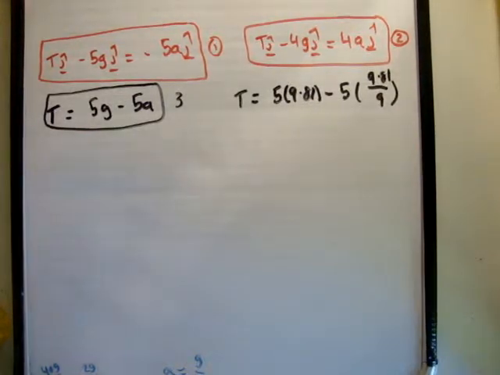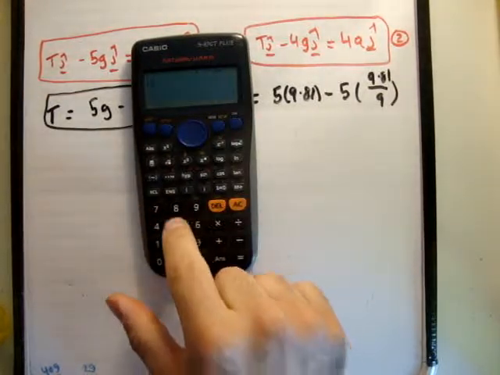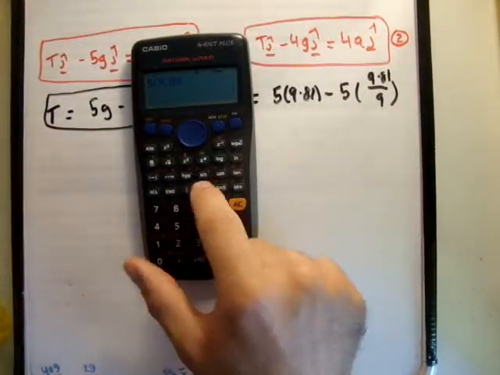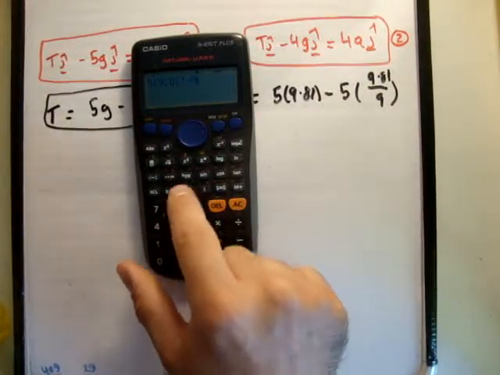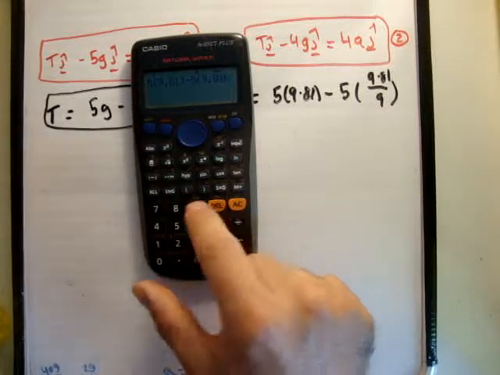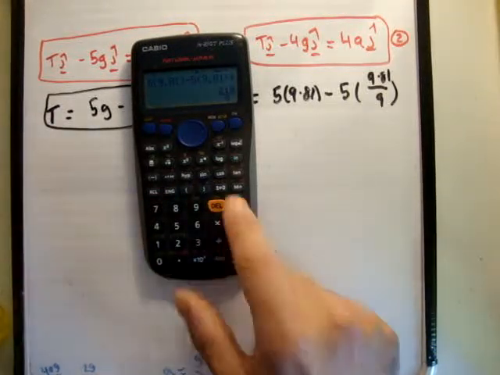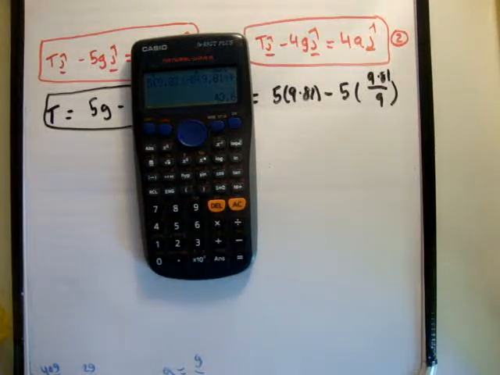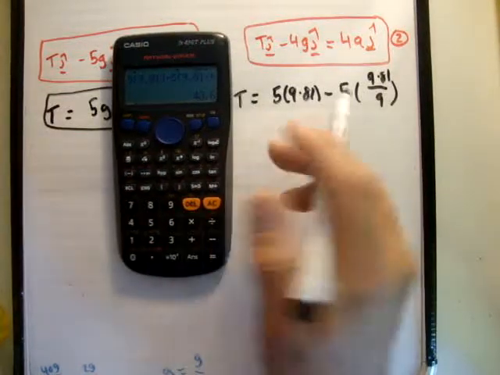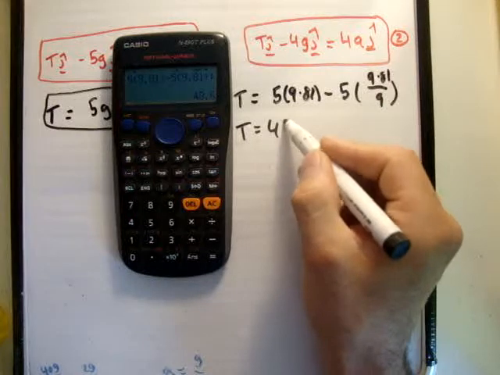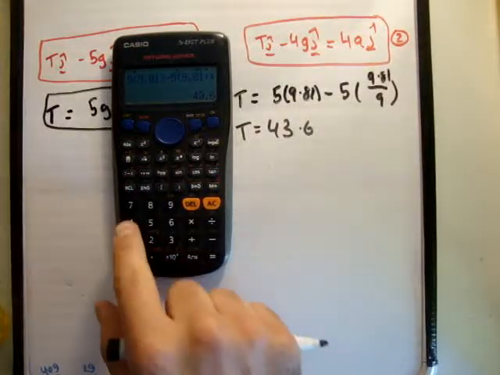Alright, so that's just a job for our calculator. So we have 5 times 9.81. Take away from that 5 times 9.81 divided by 9. Gives an answer of 46.3. The other way around, T is equal to 43.6. Now just see if this is the same as I got.